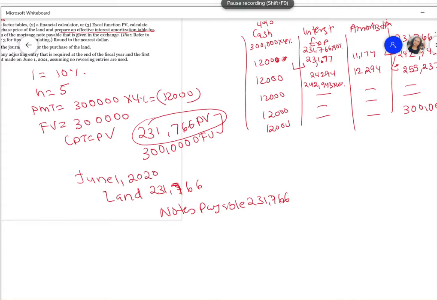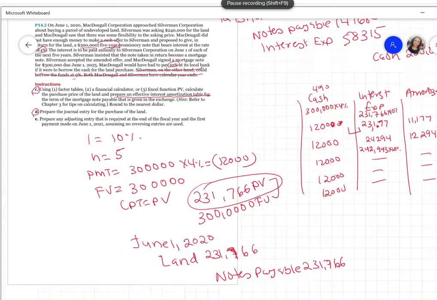Now we need to know when the company's year end is to see if there is any adjusting entry we have to do. Did they ask us to prepare the adjusting entry at the end of the fiscal year, and the first payment? Did they tell us in the question when their year end is? I did not see it, so let's see when their fiscal year is.